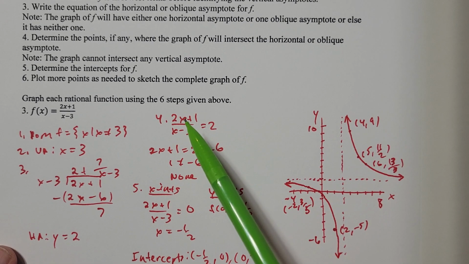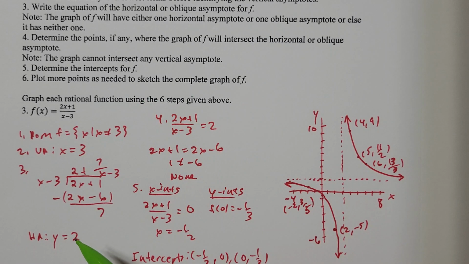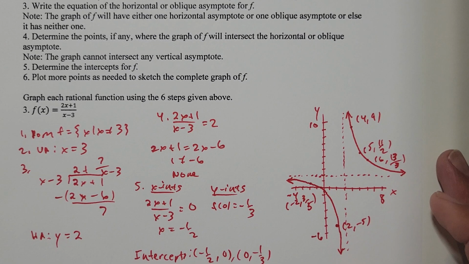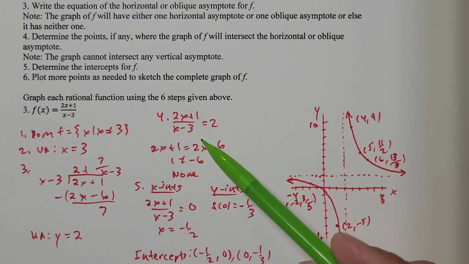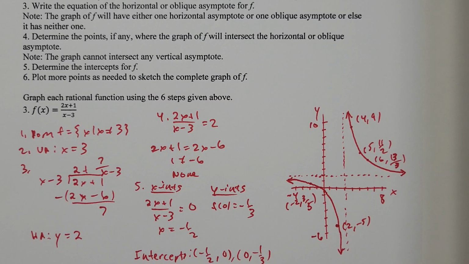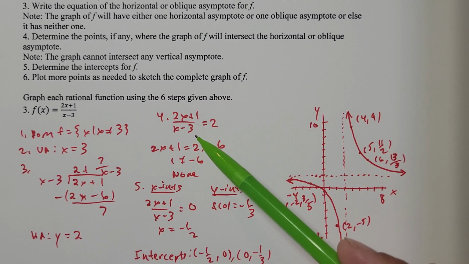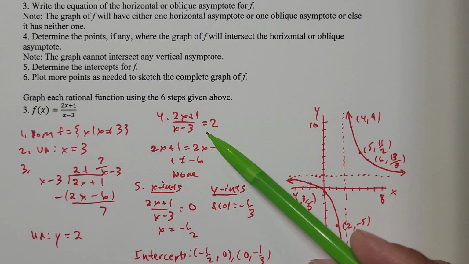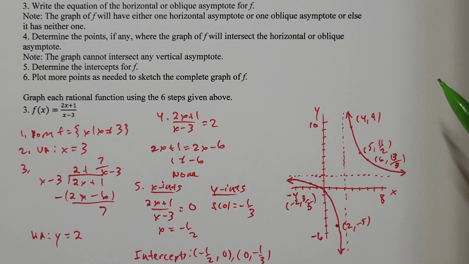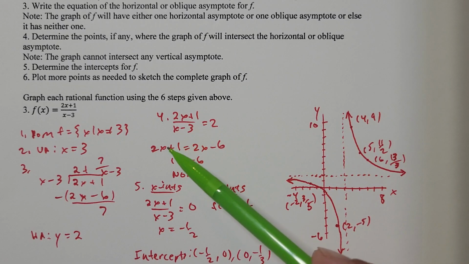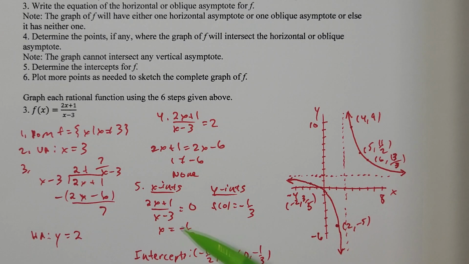Now in step 4, I want to know, do I cross the horizontal asymptote y equals 2? To figure that out, I'm going to set the function equal to the asymptote, and I'll solve for x. So I got 2x plus 1 over x minus 3 equals 2. Let's solve for x. If I multiply both sides by x minus 3, 2x plus 1 equals 2x minus 6. If I subtract 2x from both sides, those are gone, and that's going to leave me with 1 equals negative 6.